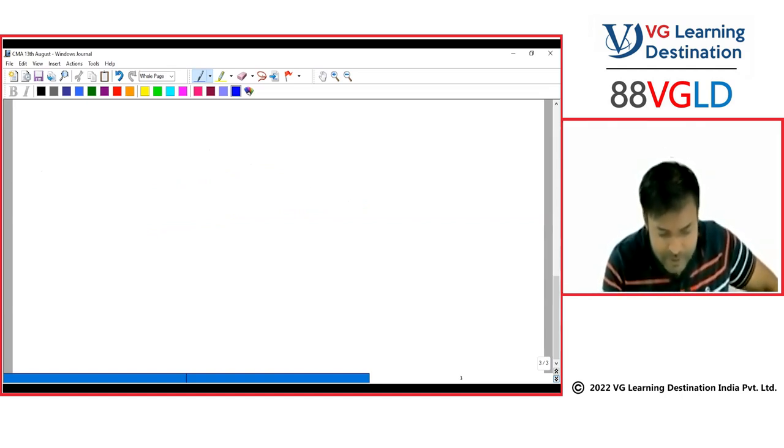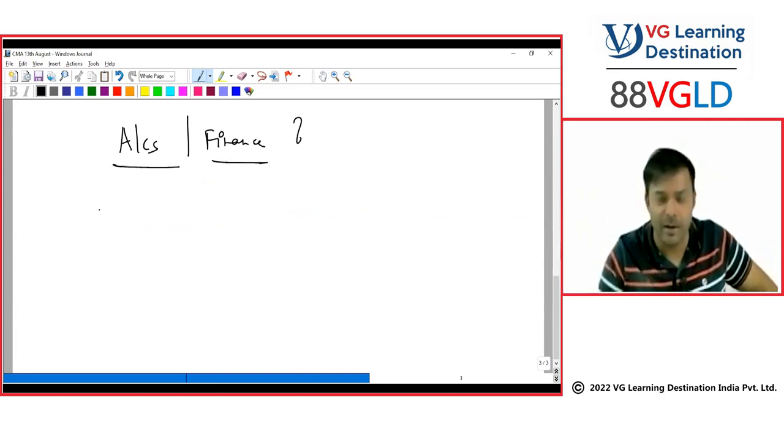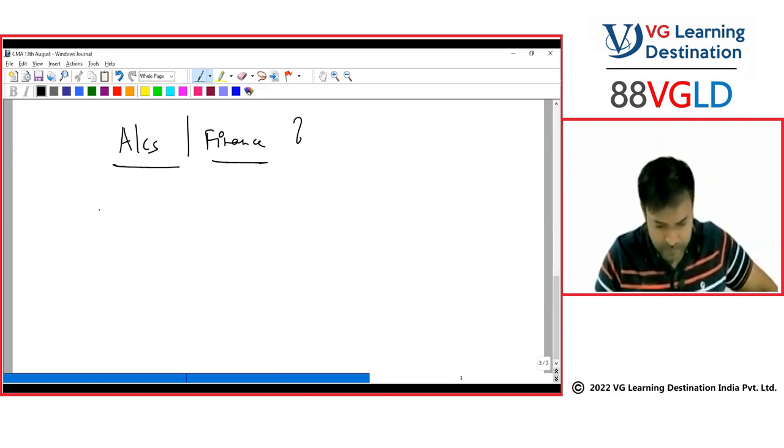How many of you have never done accounts or finance, anyone who is just not aware what an account is, what is debit, what is credit? So everyone has done a bit of accounts or finance, right? Perfect.